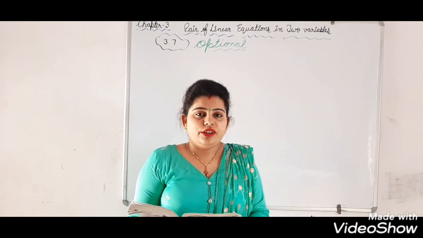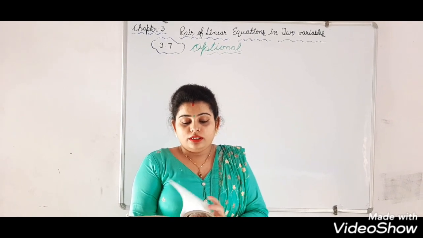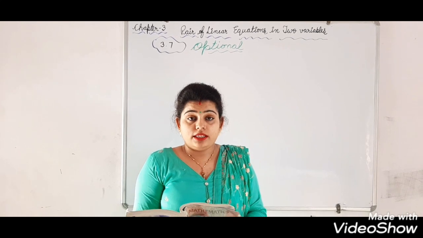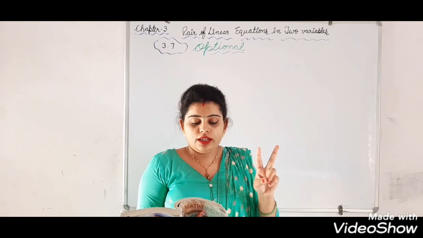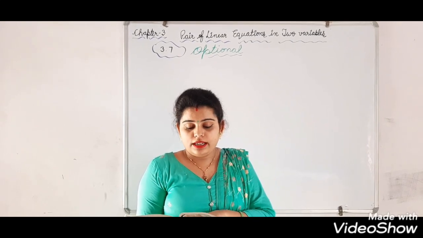Exercise 3.7 optional. First question. The ages of two friends Ani and Biju differ by 3 years. There are two friends, दो दोस्त हैं, Ani and Biju. उनकी ages का difference 3 years का है.